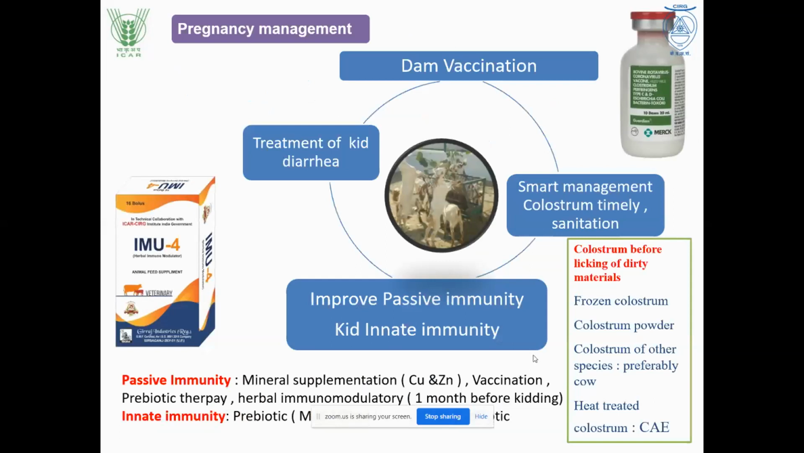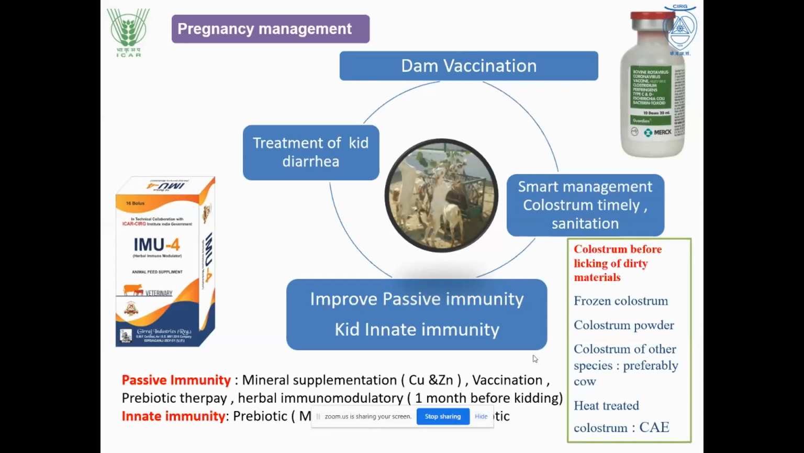Second thing, which is very important to prevent mortality, is pregnancy management. Pregnancy management means when the dam is getting proper nutrition and proper care, there is a lesser risk. So in pregnancy management, the first is dam vaccination.